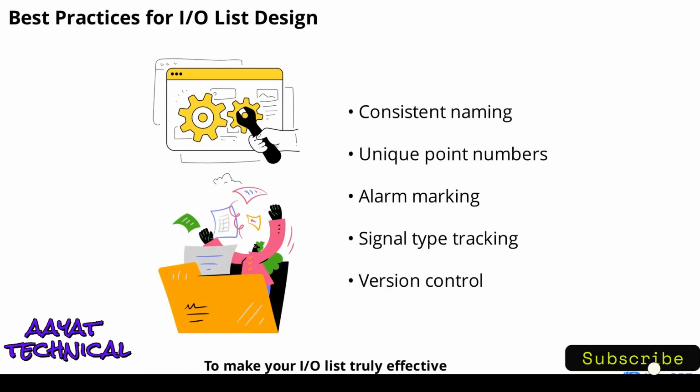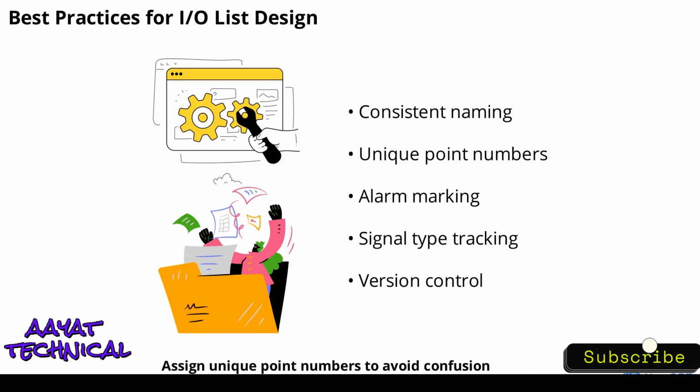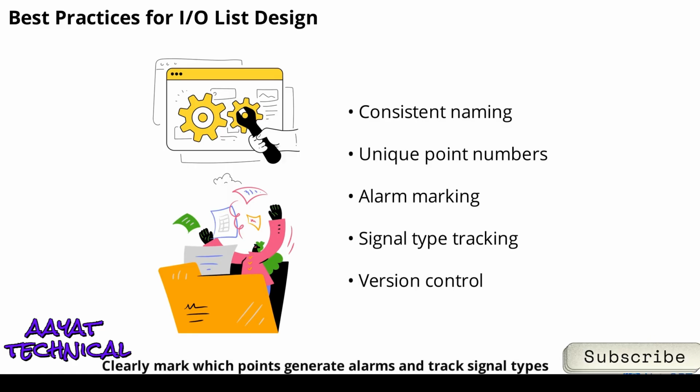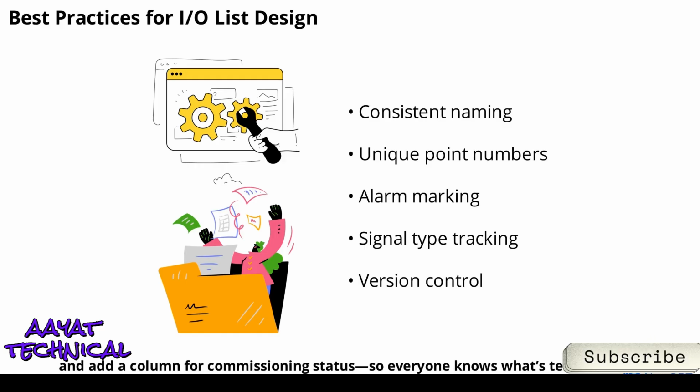Make your I/O list truly effective. Follow some best practices. Use consistent naming conventions, like AHU1 temp supply, for easy identification. Assign unique point numbers to avoid confusion. Clearly mark which points generate alarms and track signal types, such as 0-10V or 4-20mA. Maintain version control to manage revisions, and add a column for commissioning status, so everyone knows what's tested, pending, or not applicable. These habits keep your project organized and reduce errors during installation and maintenance.